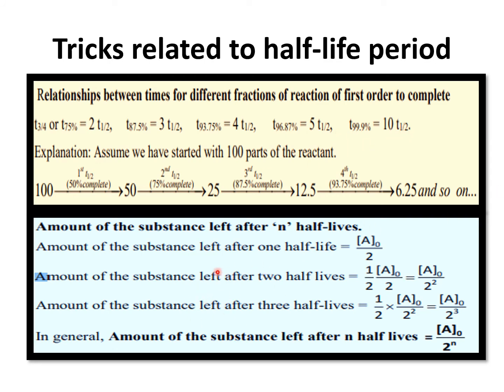Another thing I would like to mention is the last equation. How to write the amount of substance left after 1 half-life: divided by 2. Only 2 I have to mention. If it is 2 half-lives, the amount of the substance left means 1 more 2 you have to include, so 2 power 2. For 3 half-lives it becomes 2 into 2 into 2, so 2 power 3. If it is n half-lives, it means 2 power n. So this is a general formula, useful to solve problems.